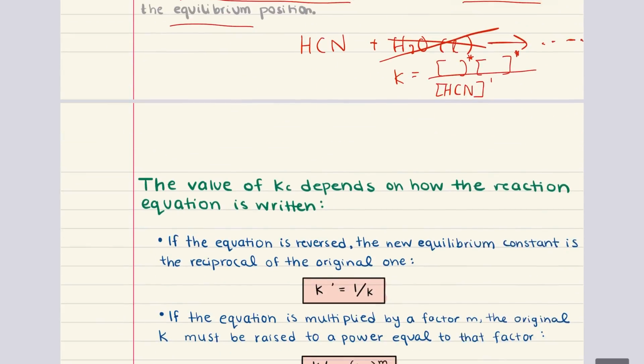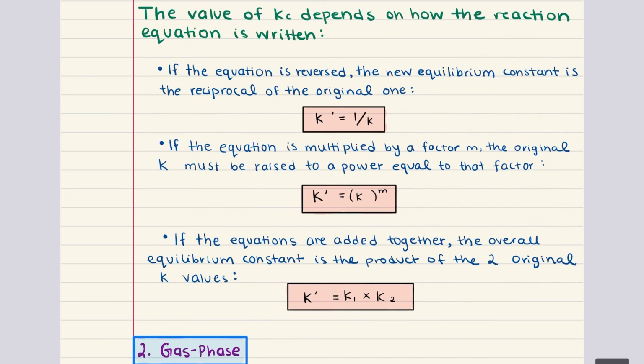Now, there are a couple of things that are going to make writing the equilibrium constant for reactions a little bit easier. For example, if you know that the equilibrium constant for a reaction is some value, the equilibrium constant for the reverse reaction is just going to be 1 over the equilibrium constant value.